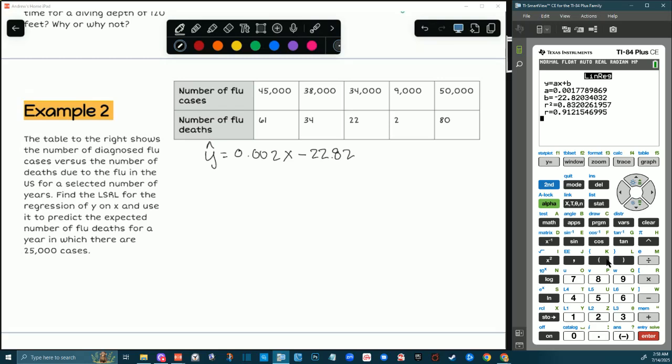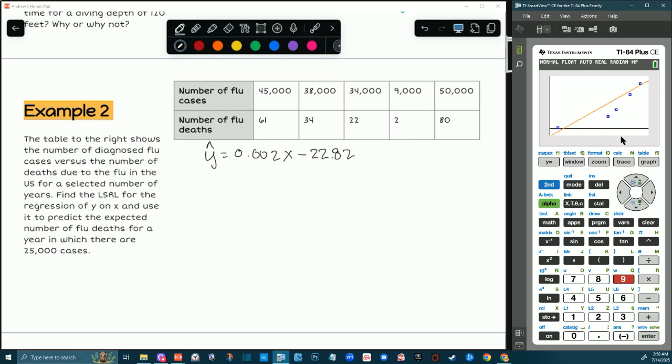And I'm going to do what we did last time. So 2nd QUIT. I'm going to go to my Y= menu, and I'm going to reset that equation to our new equation, 0.002x minus 22.82. And then I'm going to graph my data. And you can see this is the data that we saw for flu cases. We have all of this data here, plus that little weird outlier from the year we were all in lockdown. And then my orange best fit line where some of the data is above and some of the data is below.